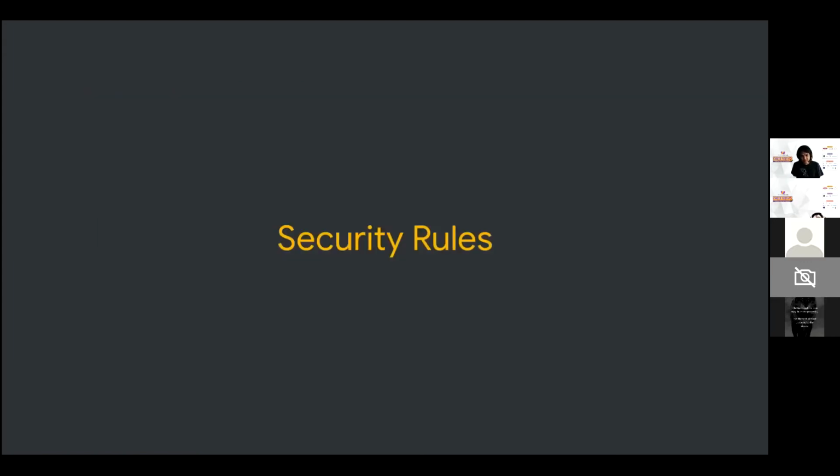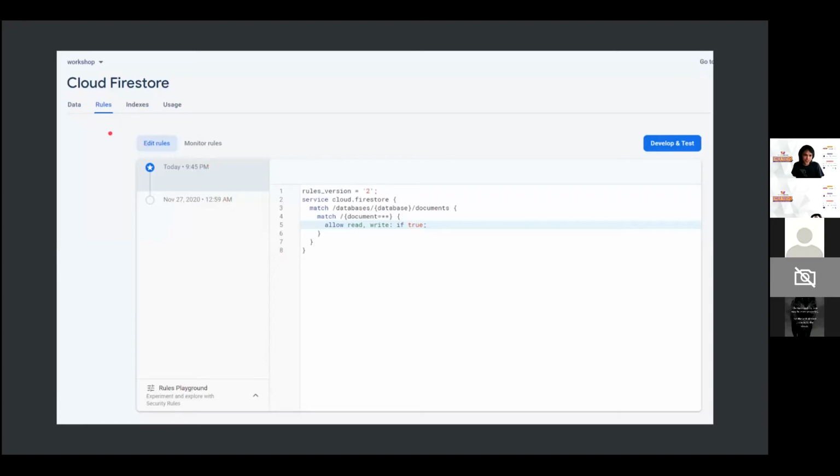So now that we know how to store and structure our data in Firebase, let's go into how we secure it. Firestore and Firebase in general are secured using security rules. If they look like this in the Firebase console, there's going to be a tab that says rules, and then there's the default rules.